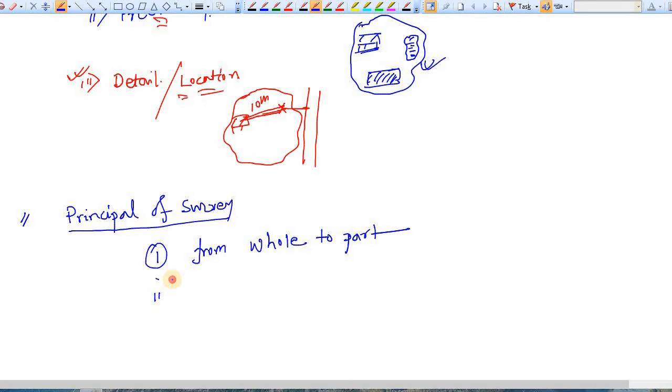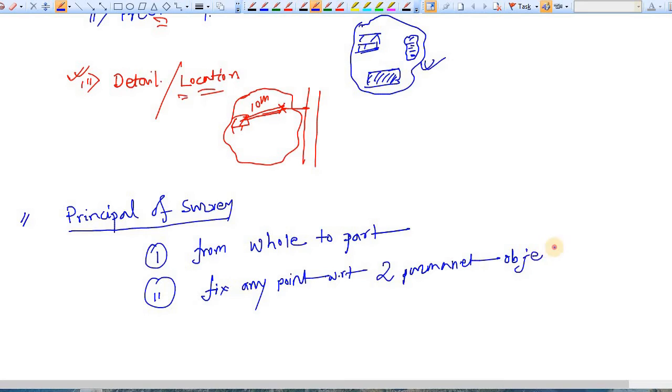Second, to measure or to locate or to fix any position or any location must be done with respect to two permanent objects whose positions are known. So always fix any point with the aid of two permanent objects whose locations are known.